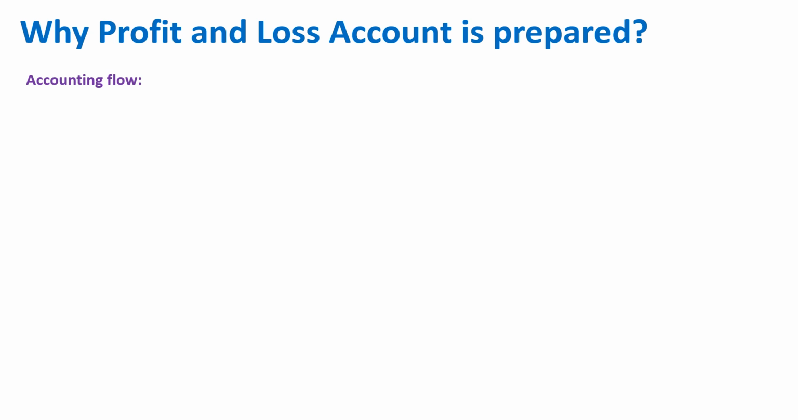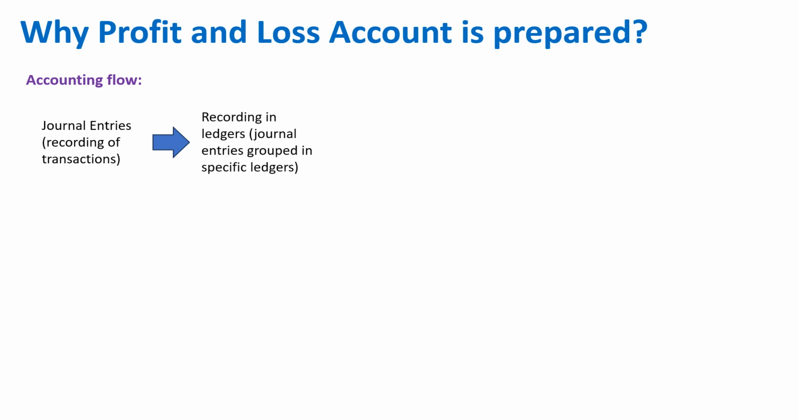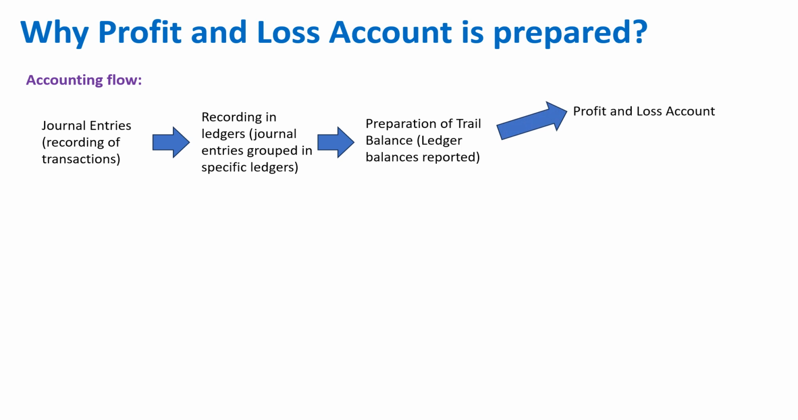If I have to explain the accounting flow, I have to start with the journal entries, because these are the entries which need to be posted whenever a transaction occurs, right? And from the journal entries, we record in the ledgers. So once the journal entry is posted, the same journal entry has to be classified into different ledgers and the amount has to be posted in those ledgers. Then these ledger balances will be reported under the trial balance, right? Trial balance will have all the ledger balances. And from the trial balance, we are going to prepare the profit and loss account and the balance sheet.